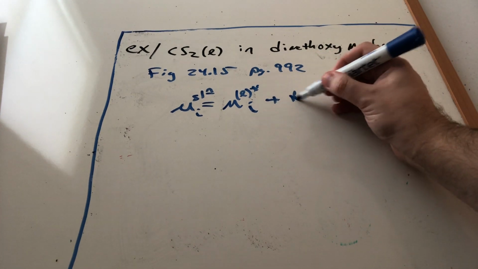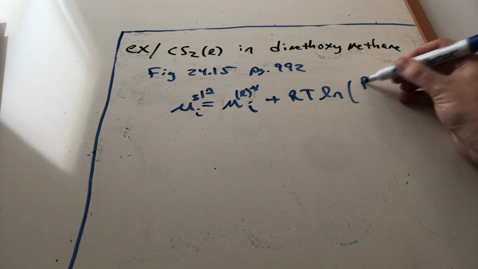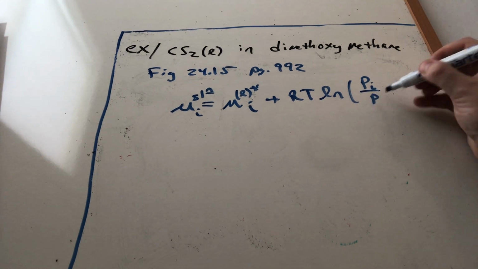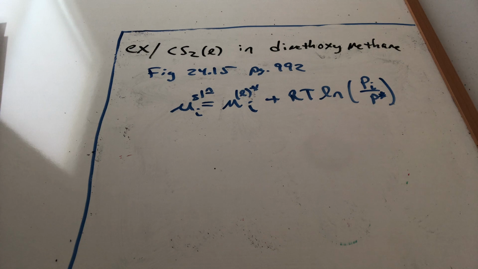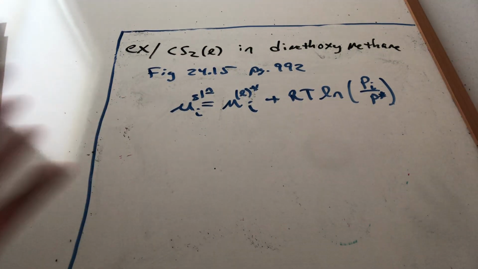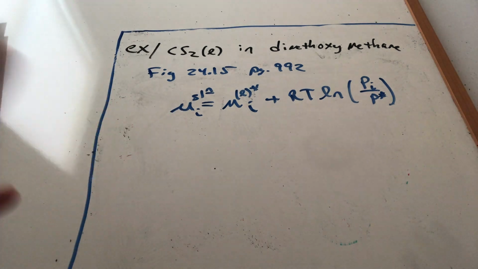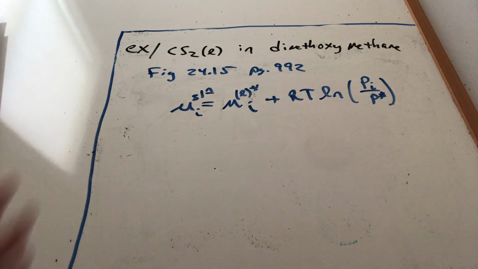Plus RT, the natural log of P over P star. So remember in our derivations, we stopped here and we said, hey, listen, this is the truth. This is what the actual chemical potential is. This is what we can build both regular and ideal solutions with. We can deal with their chemical potentials with this expression.